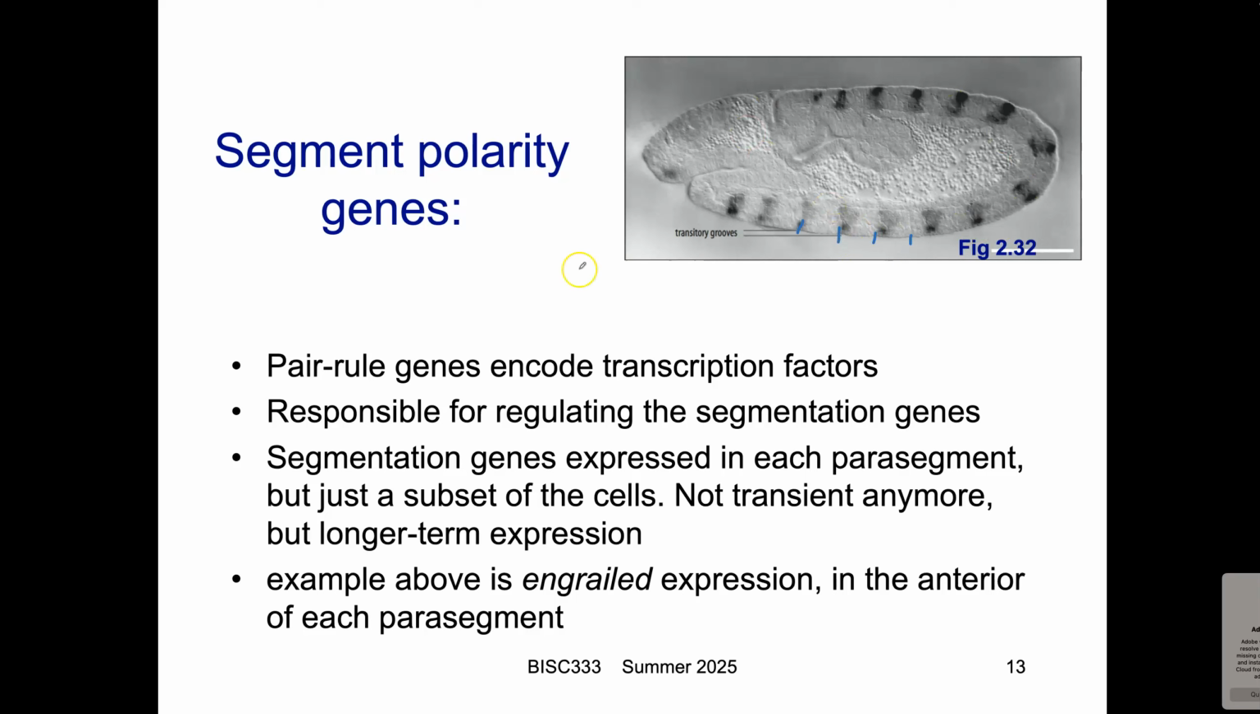But you can see that in the case of this, it is probably engrailed. It could be one of the other ones too, but they're expressed just in the anterior part of each of the parasegments.